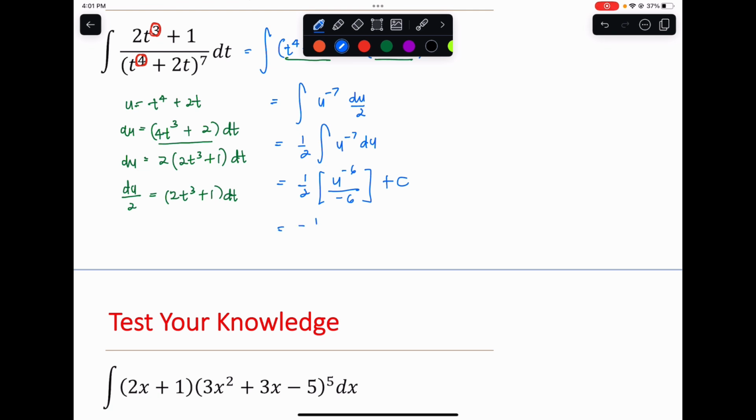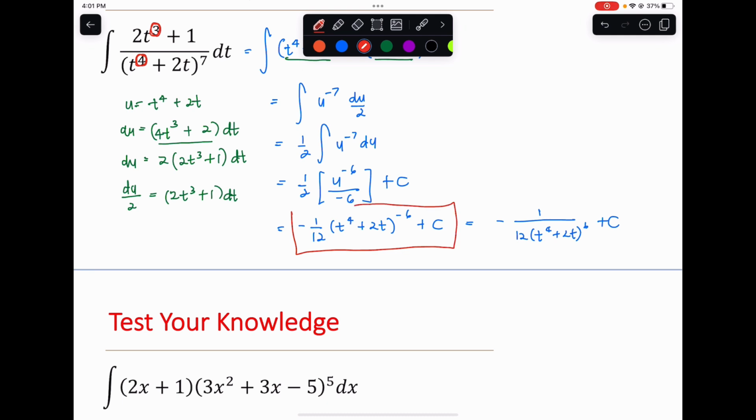So that would be negative 1 all over 12. So u is t raised to the 4th plus 2t, and then raised to negative 6 plus c. So we can have that answer, or if we want, that will be negative 1 over 12 times t to the 4th plus 2t raised to 6 plus c. So either of the two, we can have those answers.